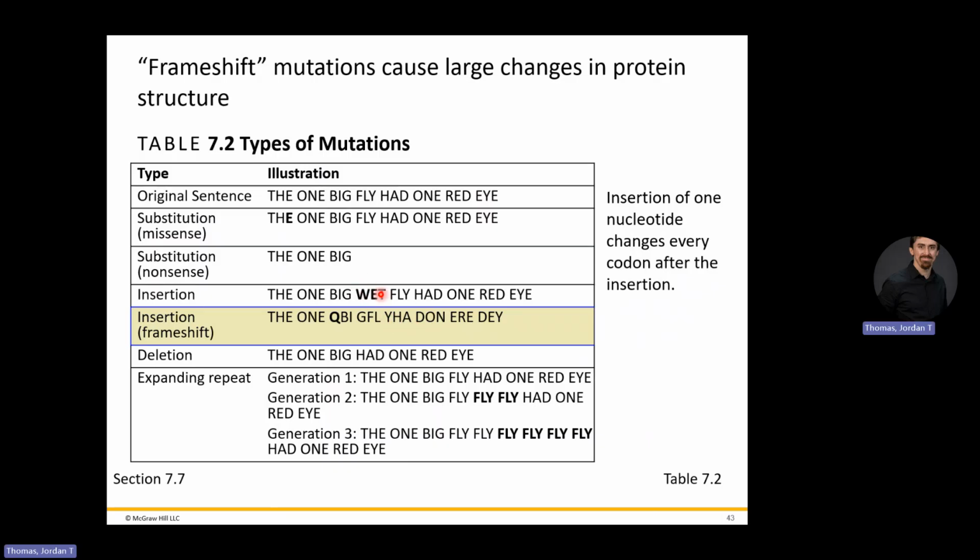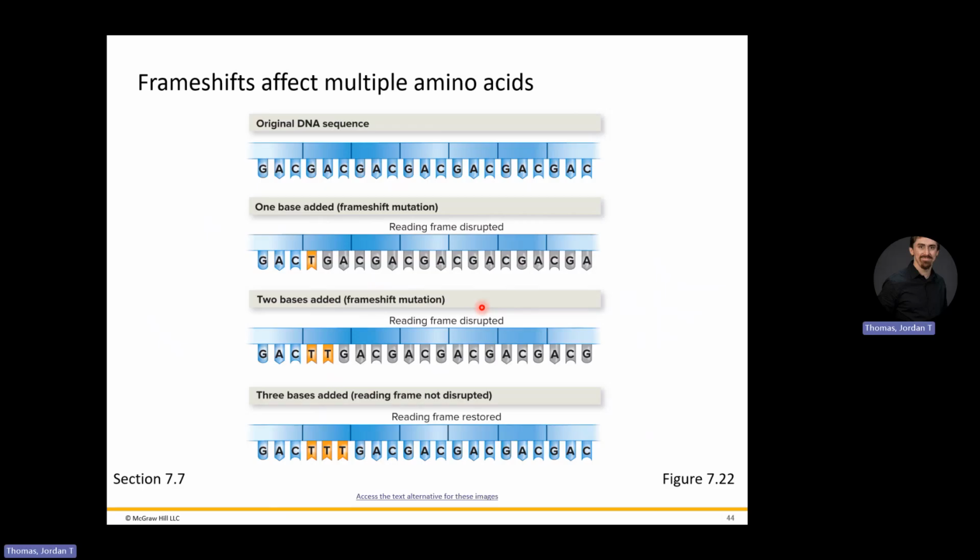We could have, if we insert 3 letters though, a shift in the protein. So instead of "the one big fly had one red eye," we can get "the one big wet fly had one red eye." So a new amino acid is inserted here, but if it's only one amino acid, it changes the whole protein. So frame shift affects multiple amino acids.